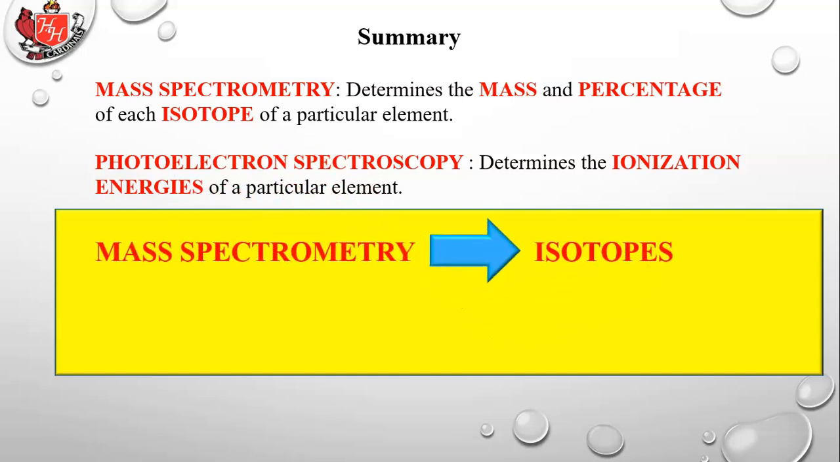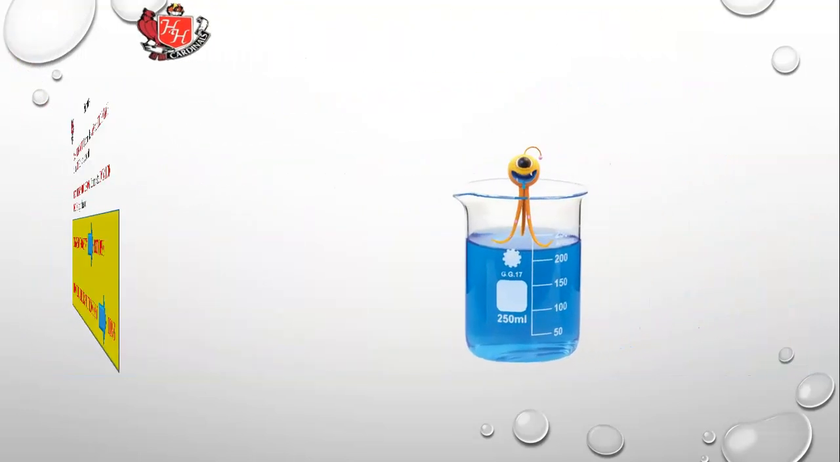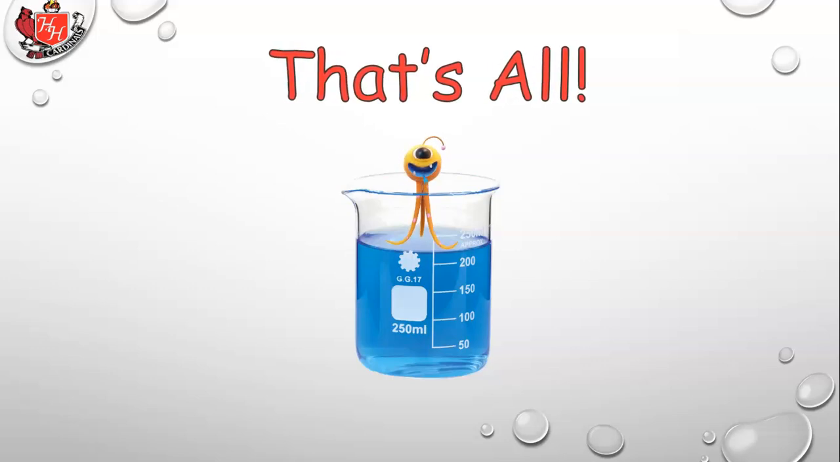So mass spectrometry has to do with isotopes, that is, different numbers of neutrons. And photoelectron spectroscopy has to do with ions, that is, removing electrons from an atom. And that takes care of this lesson on these two techniques. You'll be given a couple of assignments that will help you to reinforce these techniques.